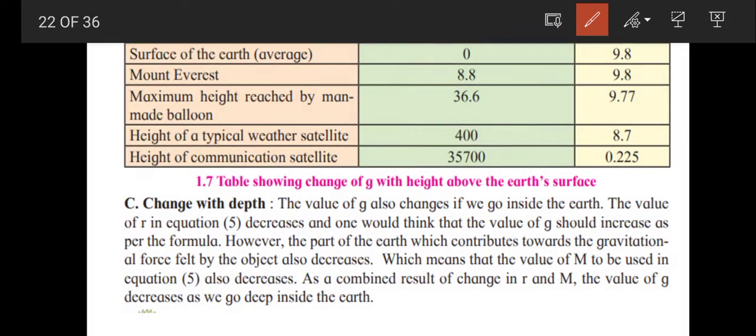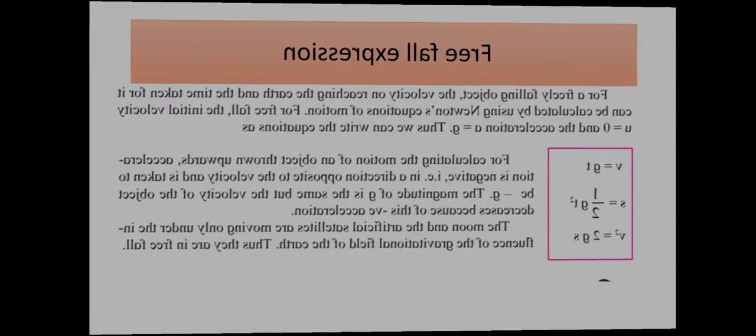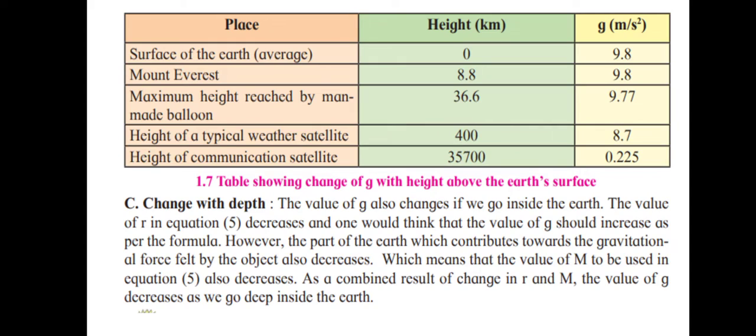Here you may see the surface of the earth, where the height is 0 and the value of g is 9.8. Mount Everest, 8.8, and the value of g is 9.8. The maximum height reached by a man-made balloon is 36.6, and the value of g is 9.77. The height of a typical weather satellite is 400 and g is 8.7. The height of a communication satellite is 35,700 and the value of g is 0.225.